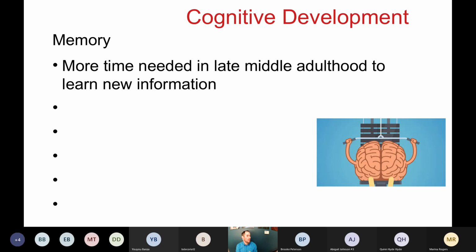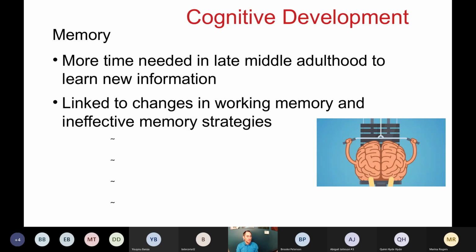With this, we do need more time in middle adulthood to learn new information. So you can teach an old dog new tricks. It might just take a little more effort, a little more time. This is related to working memory and using ineffective memory strategies. So that's obviously something that you can work on. You can work on using your working memory more effectively, using new memory strategies to learn something new.